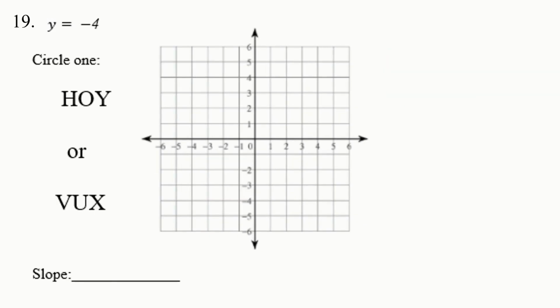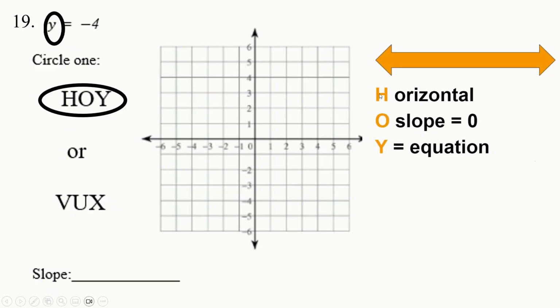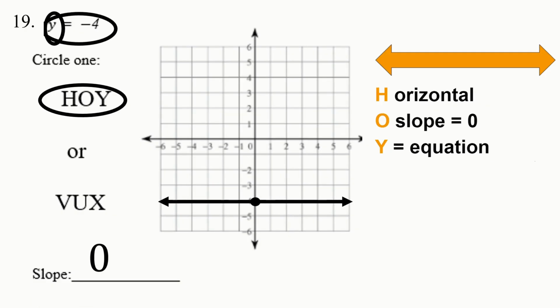And we could just graph it like that. The next one, y equals -4. Same thing, it's y equals, so it has to go with HOI. We write it down again. HOI stands for horizontal, slope is equal to 0, y equals the equation. This time, I'm going to find -4 on my y-axis, and it's going to be there. We can write that the slope is 0, make our point, draw our line.